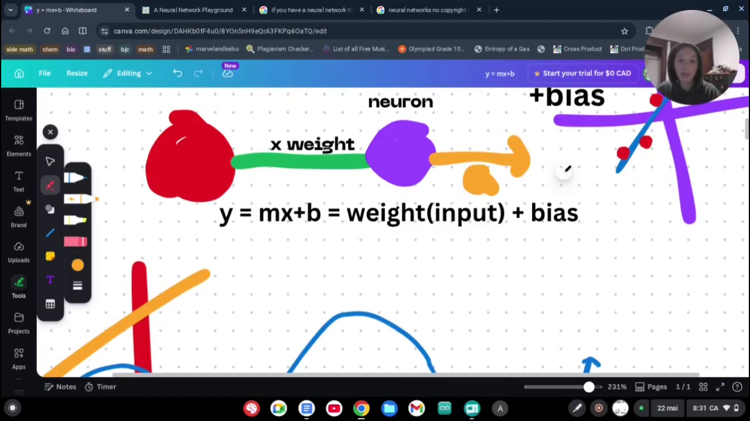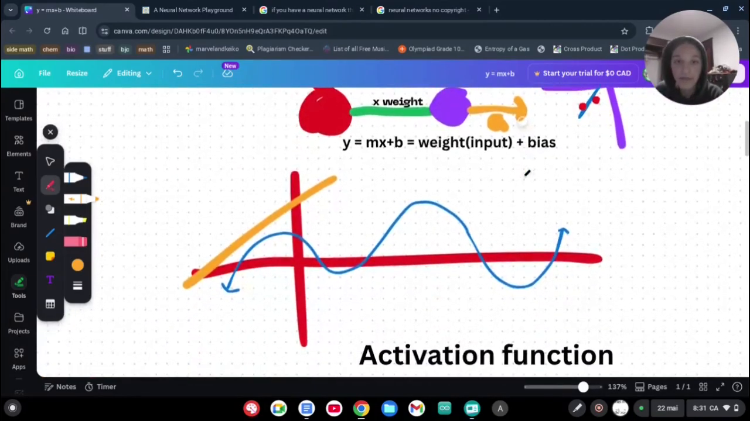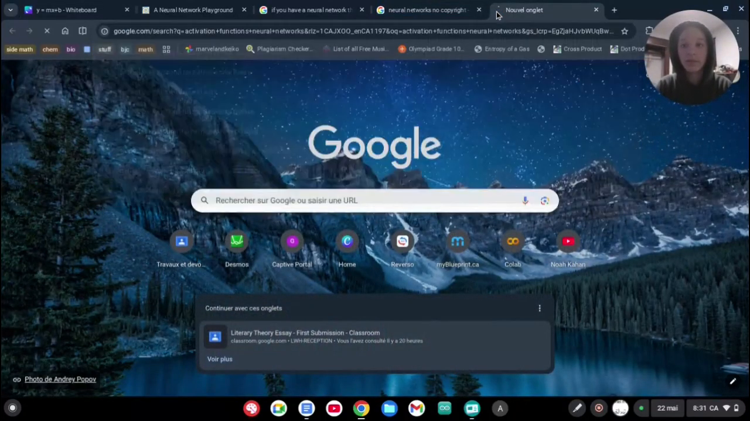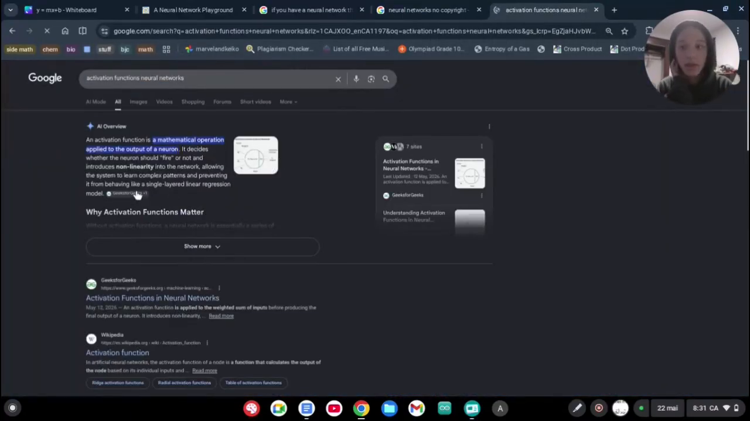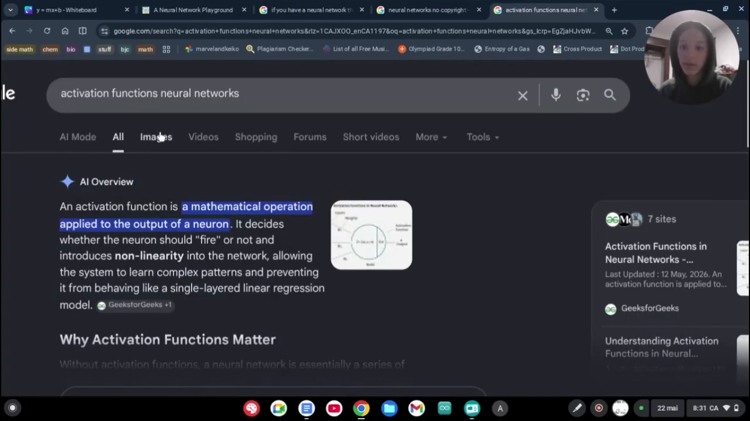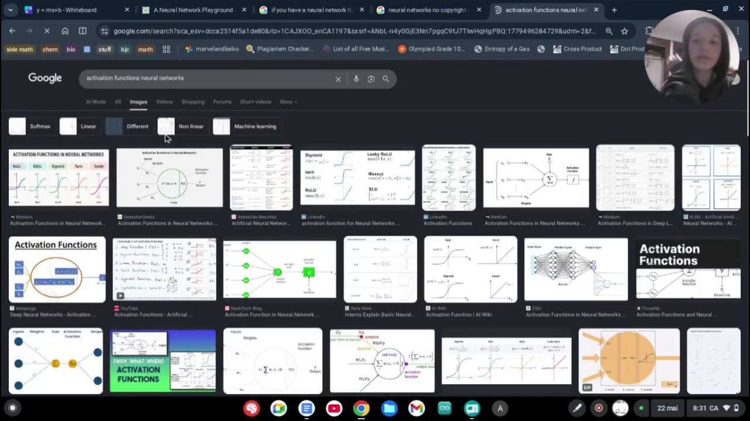And what does this do? Well, an activation function, let's give some examples. Activation functions, neural networks. So, it adds nonlinearity into the network, which is basically what we just talked about.